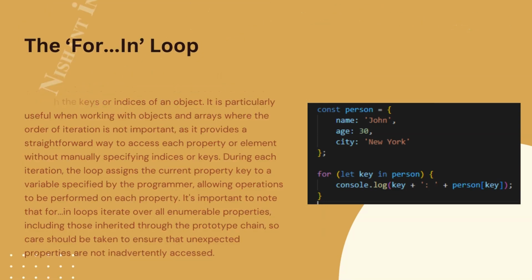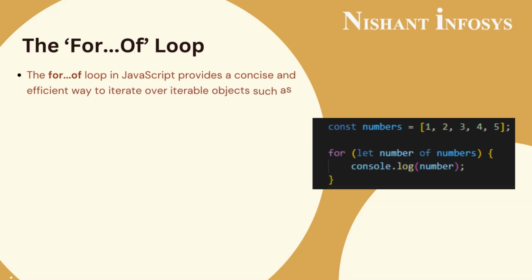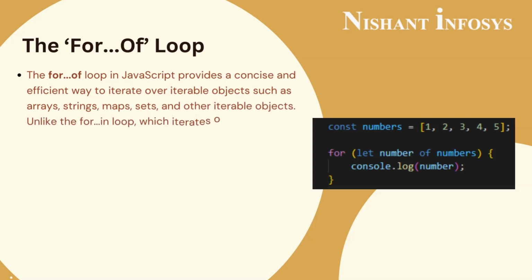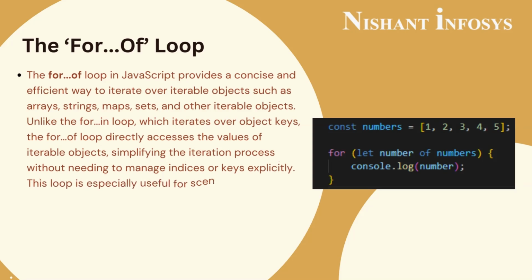Another modified version of the for loop is the for-of loop. The for-of loop in JavaScript provides a concise and efficient way to iterate over iterable objects such as arrays, strings, maps, sets, and other iterable objects. Unlike the for-in loop, which iterates over object keys, the for-of loop directly accesses the values of iterable objects, simplifying the iteration process without needing to manage indices or keys explicitly.